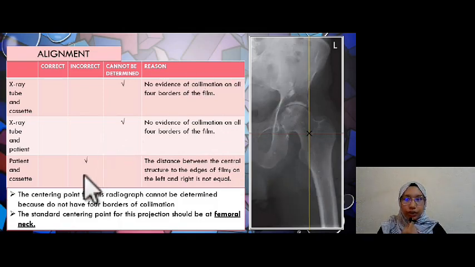The alignment between patient and cassette is incorrect because the distance between the central structure to the edge of film on the left and the right is not equal. The centering point for this radiograph cannot be determined because we do not have four borders of collimation. The standard centering point for this projection should be at the femoral neck.